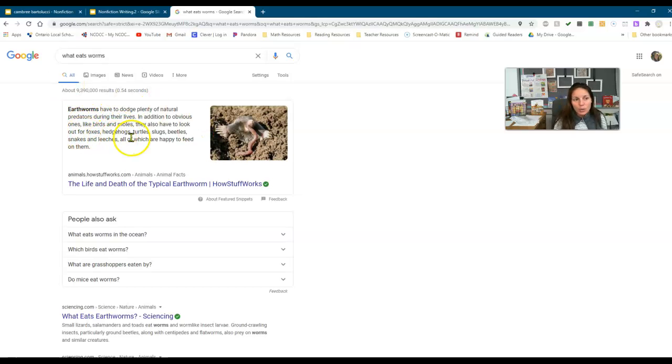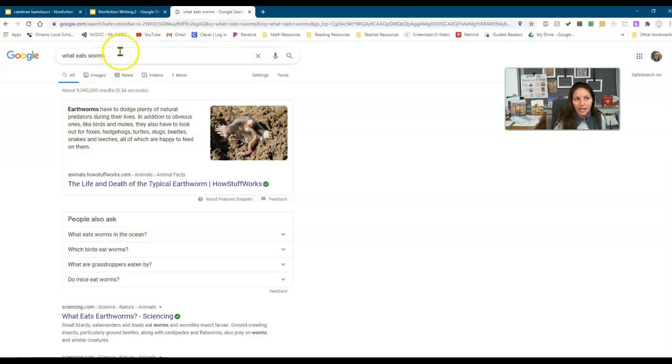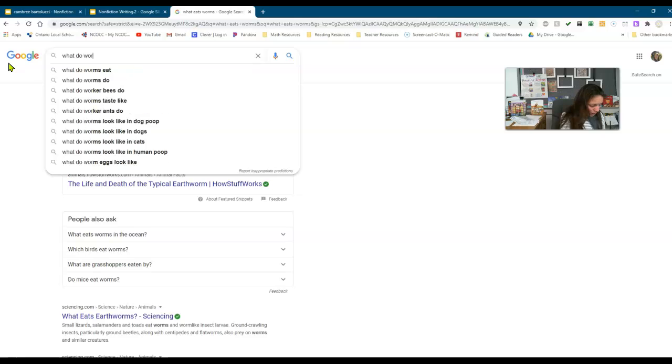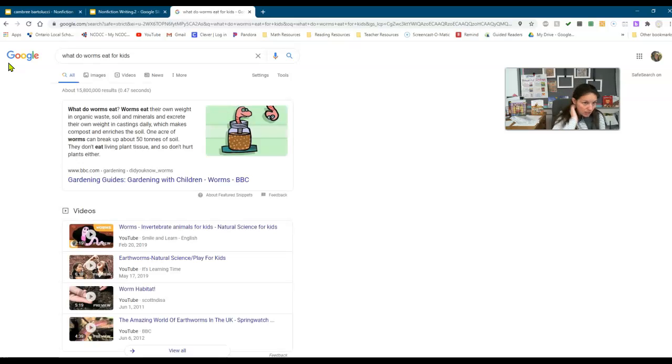So maybe take 2 or 3 of them, and in a complete sentence, you would type things that try to eat worms, or predators of worms are, and then I would list 2 or 3 of those. The next thing you're going to search, ladies and gentlemen, is what blank eats. So then I'm going to come back and put what do worms eat? And then I'm going to put for kids to see if it pulls up something nice and easy for me.